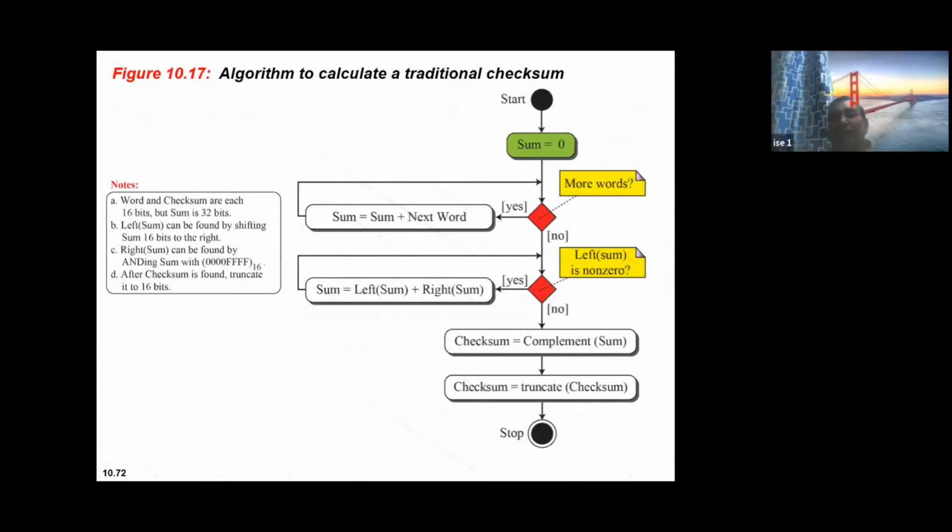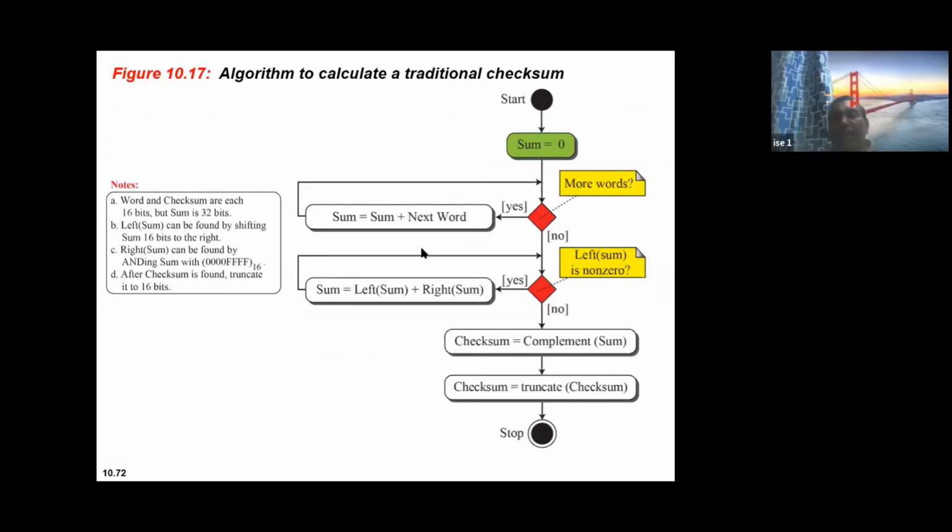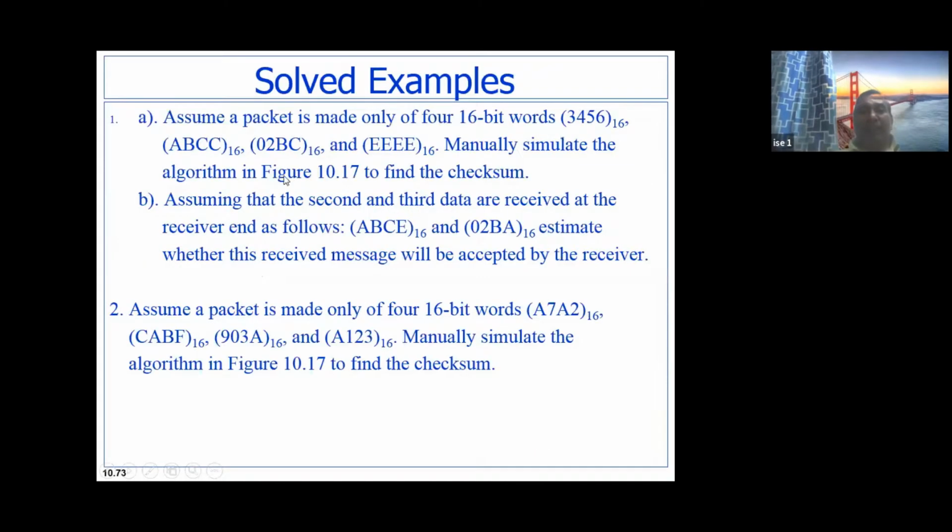Now I have to simulate this particular algorithm to calculate this. First I'll add the first word, then the next word, till all 4 words get exhausted. Then I'll take the left sum and right sum, calculate the complement of it, and find the checksum. So I'm trying to do this. You got the idea? So this is to find the checksum.